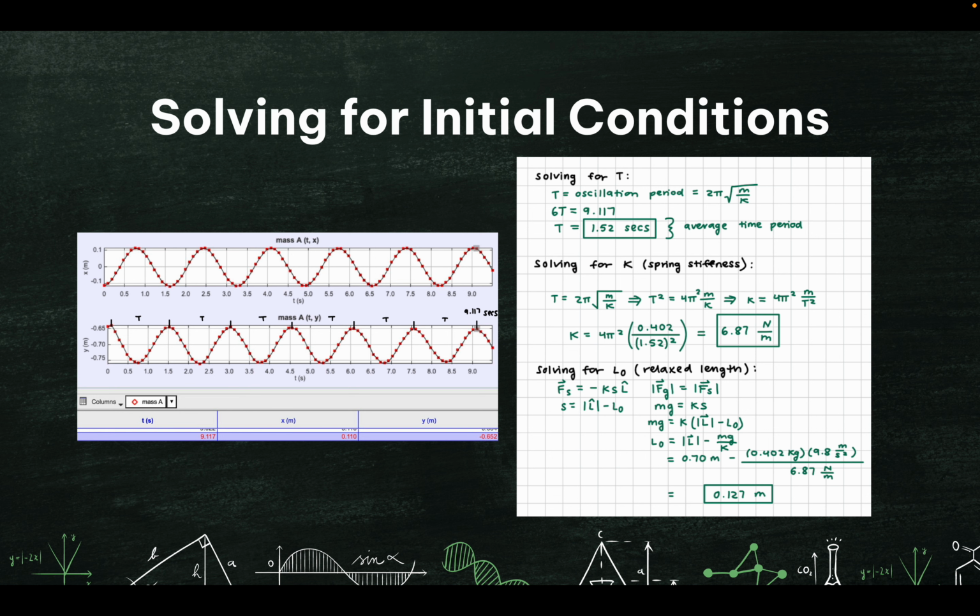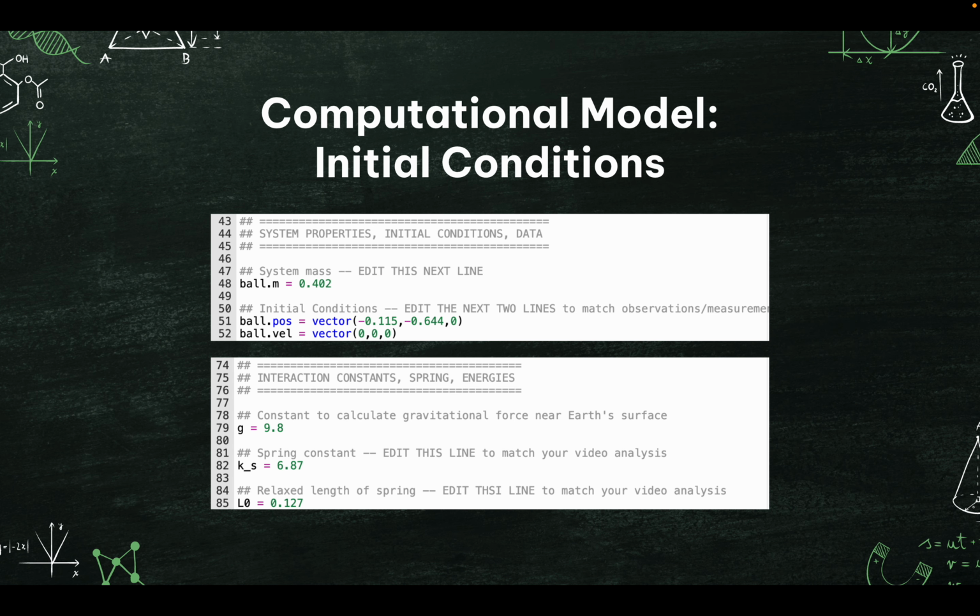Finally, in order to determine the relaxed length of the spring, we set the spring force and the gravity force equal to each other since we're at static equilibrium and plugged in our numbers to get 0.127 meters for the relaxed length of the spring.